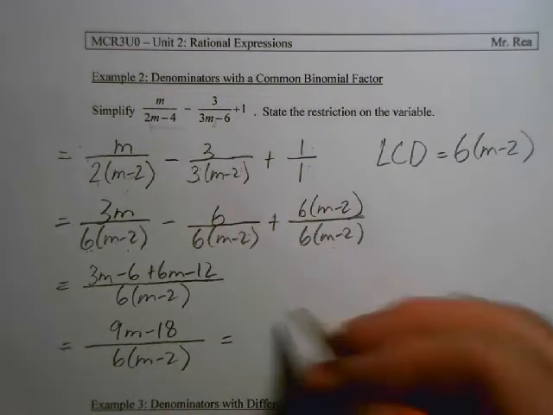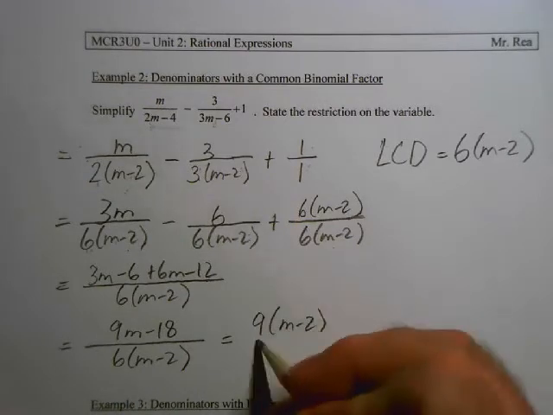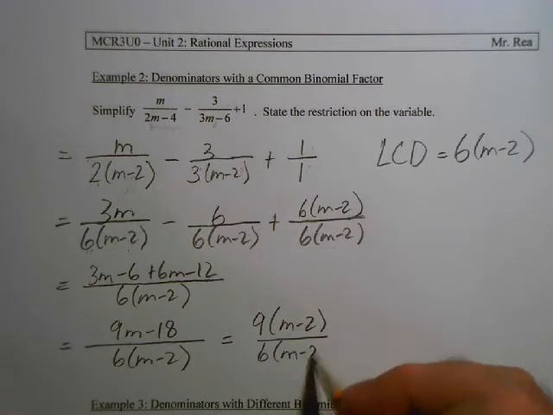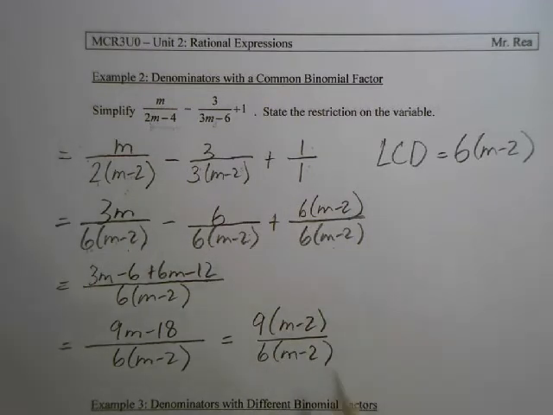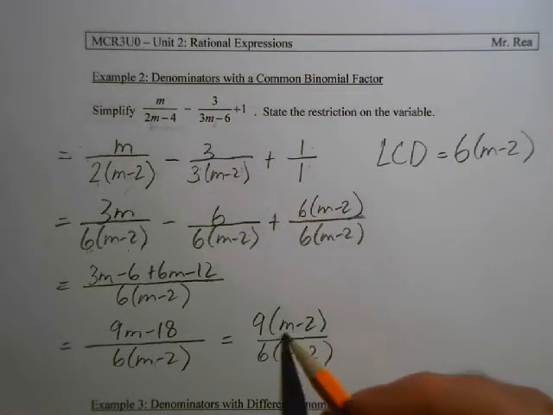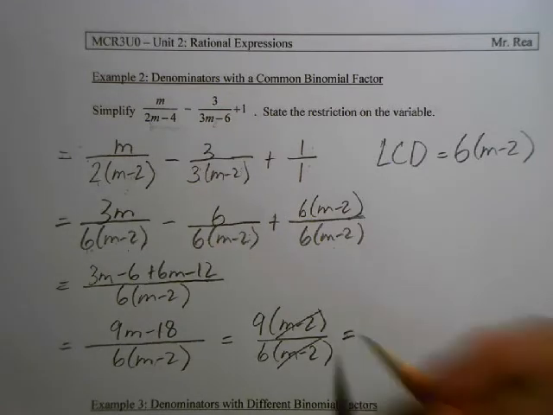I can factor a 9 out of there. And I have an m minus 2 over 6 times m minus 2. And you can see we did it for good reason, because when I factored the numerator, I got one of the factors to be the same as one of the ones on the bottom. And for the first time, we're actually able to cancel some factors when we add and subtract.